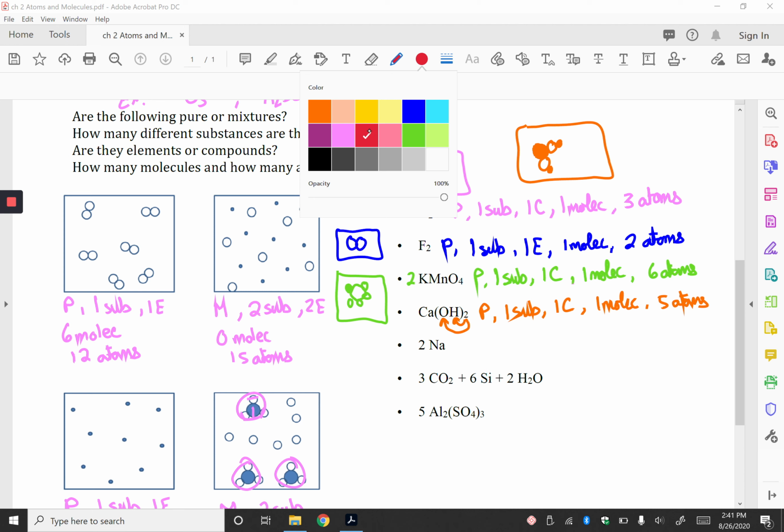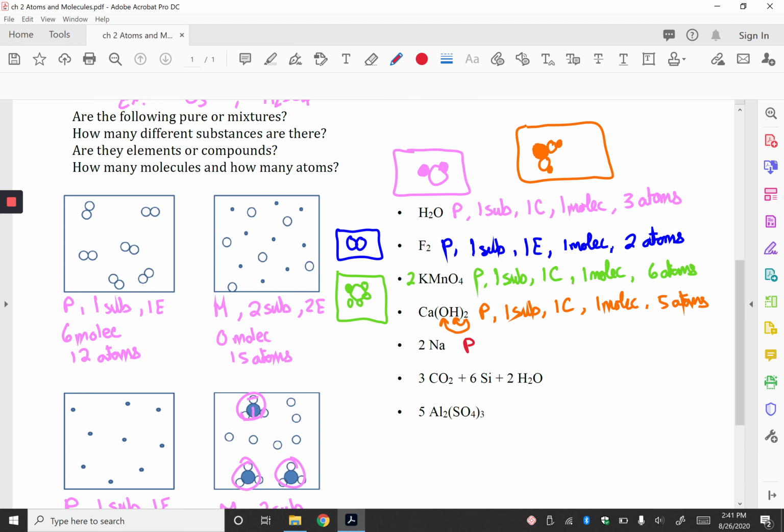So 2Na. That's a pure substance, which means it's just one substance, just sodium. Sodium is an element, so that one substance is an element. How many molecules are there? Don't let that trick you. 0 molecules. But how many atoms? There are 2 atoms.